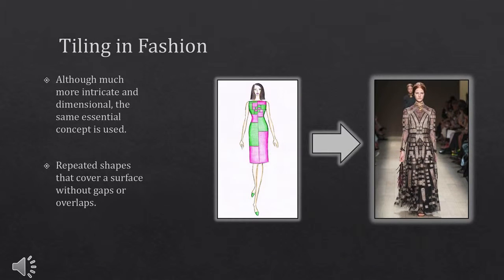Tiling can also be found in fashion. Although much more intricate and dimensional, the same essential concept is used. Repeated shapes to cover a surface without gaps or overlaps are employed on designer dresses. Oftentimes, they are much more complex, like the one on the runway, which I think is pretty neat.